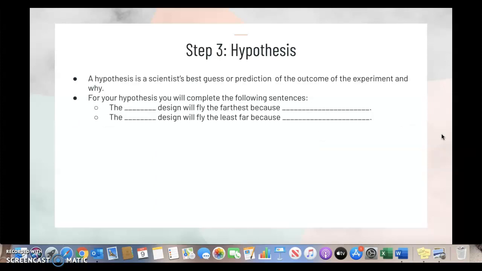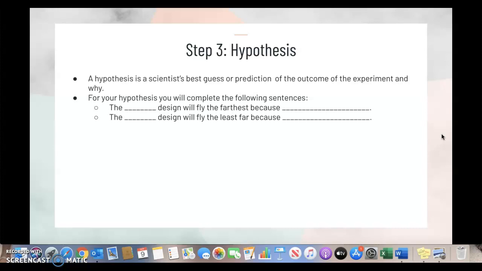From there, you're going to form a hypothesis. Like I said, our question was which paper airplane will fly the farthest. So we're going to use that frame to build our hypothesis. After you find the 3 designs you want to build, you're going to look at those 3 and fill in these blanks: which design you think will fly the farthest and why.